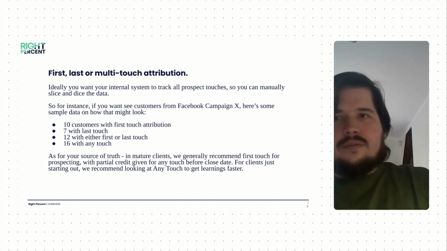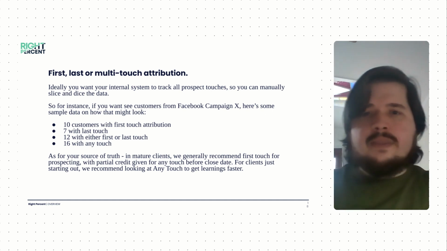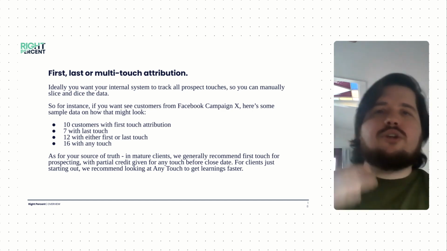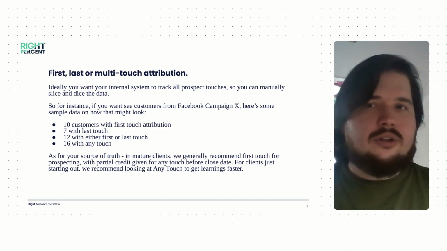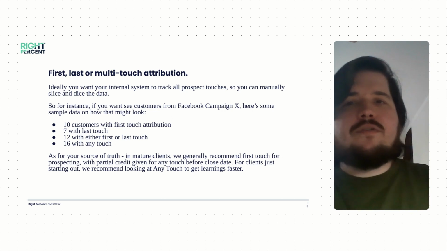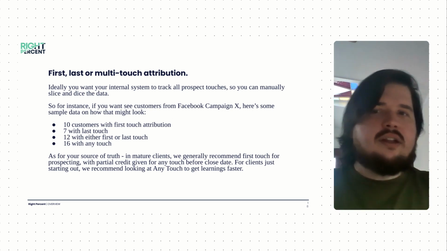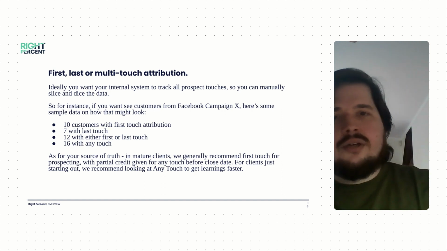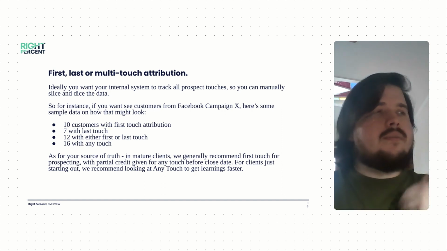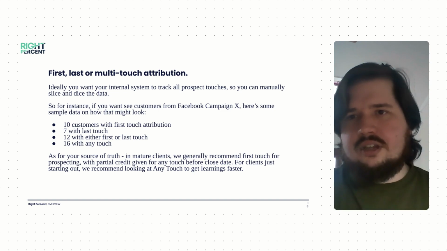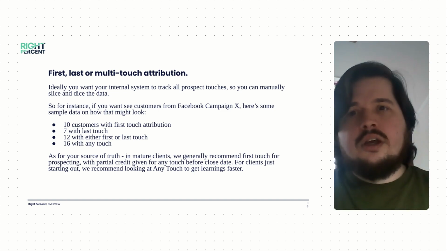People often ask about first, last, or multi-touch attribution. Ideally, you want your internal system to track all touches so you can manually slice and dice the data. So if you're looking at people from Facebook, if you use first touch, you have 10, last touch is 7, 16 with any touch. And then when you can manually look at it, you can make better decisions on how to set your defaults.